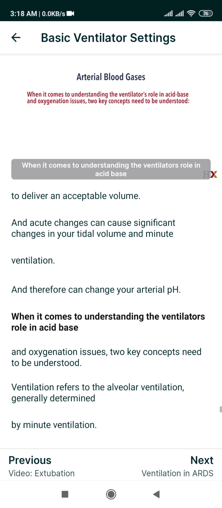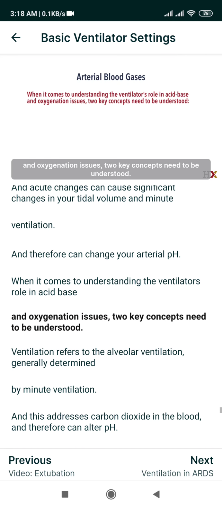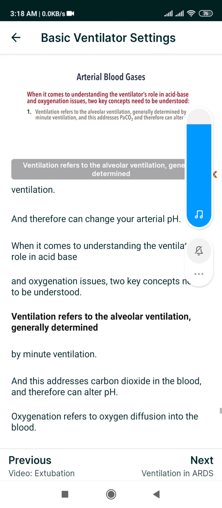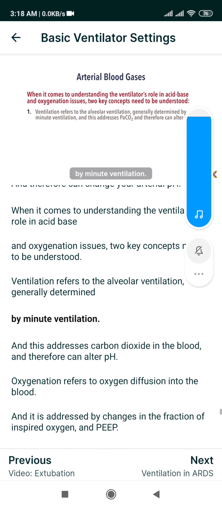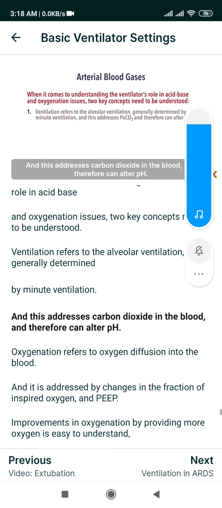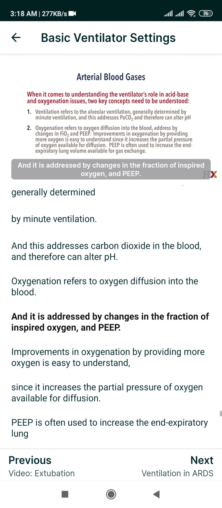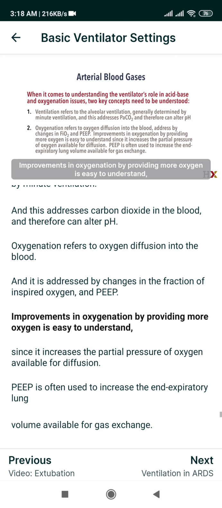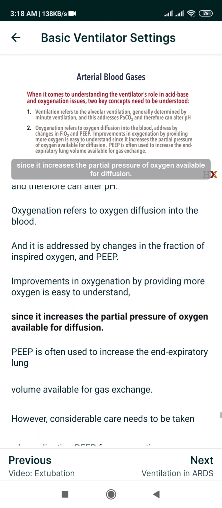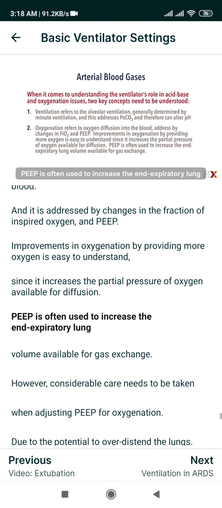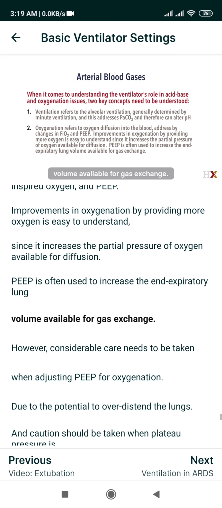When it comes to understanding the ventilator's role in acid base and oxygenation issues, two key concepts need to be understood. Ventilation refers to the alveolar ventilation, generally determined by minute ventilation, and this addresses carbon dioxide in the blood, and therefore can alter pH. Oxygenation refers to oxygen diffusion into the blood, and it's addressed by changes in the fraction of inspired oxygen and PEEP. Improvements in oxygenation by providing more oxygen is easy to understand since it increases the partial pressure of oxygen available for diffusion. PEEP is often used to increase the end expiratory lung volume available for gas exchange.